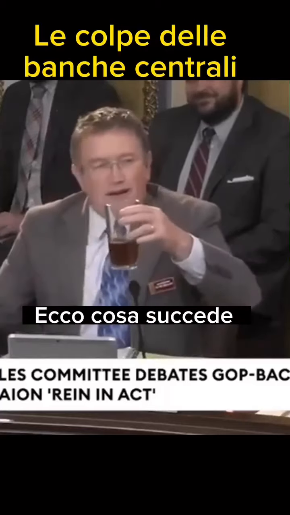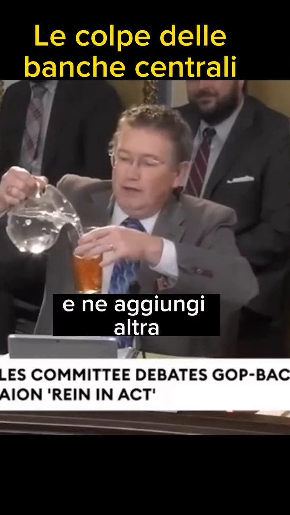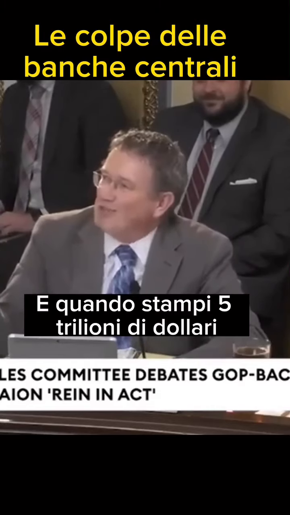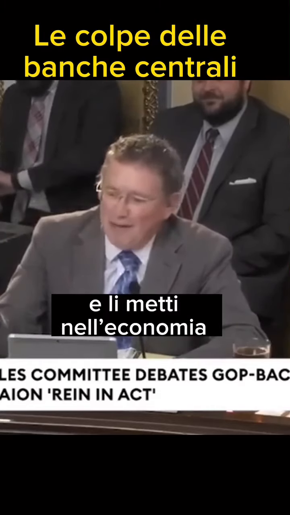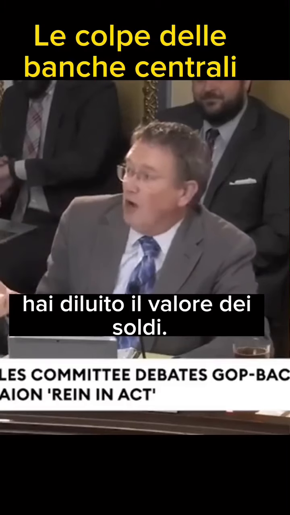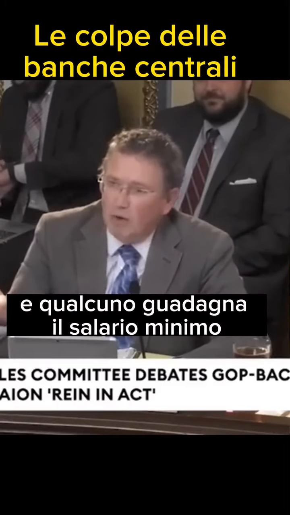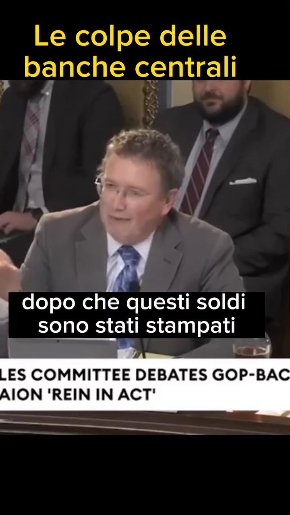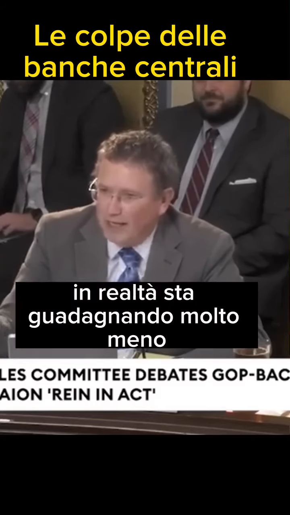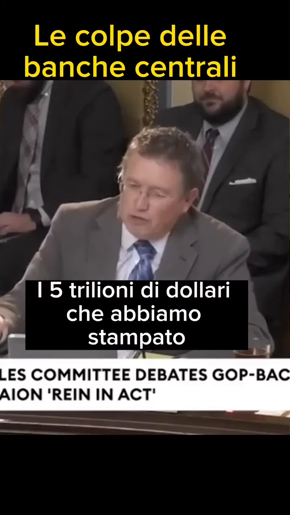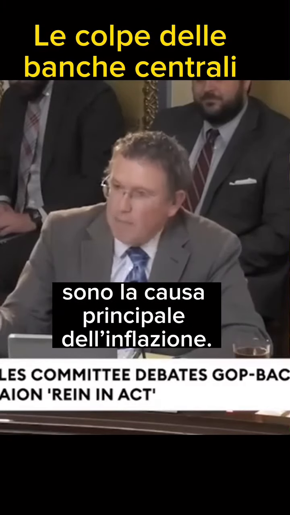This is what happens when you have a quantity of something and then you add more to it. This is dilution. And when you print $5 trillion and you put it into the economy, you have diluted the value of the money. So for instance, if somebody was making minimum wage and they were still making minimum wage after this money was printed, they actually are making considerably less in terms of real dollars. It's dilution. The $5 trillion that we printed is the primary source of inflation.